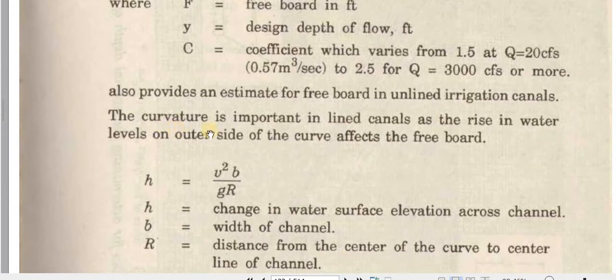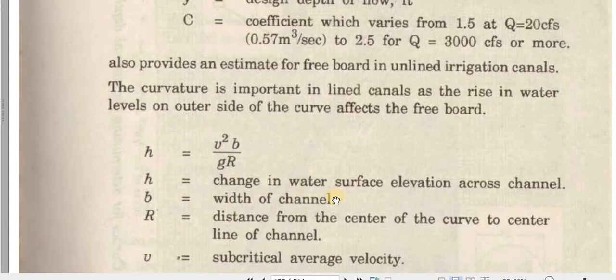And sometimes we have curvature in canals. Then it is very necessary to understand the water level difference between both sides. For example, if a canal has curvature, then there is a rise of water on the outer side due to higher velocity on the outer side and lower velocities on the inner side, and that affects the freeboard. And if we want to know the change in water surface elevation, this equation can work.